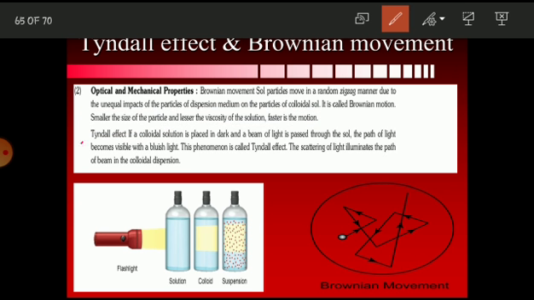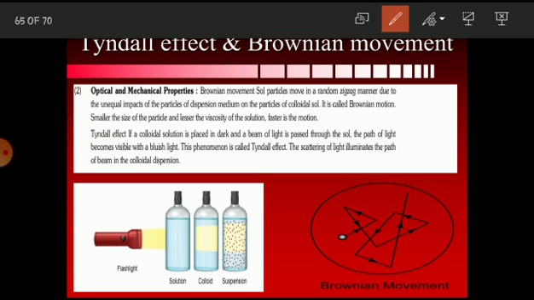Next, the second is the Tyndall effect. The Tyndall effect is due to the scattering of light by colloidal particles. When the colloidal solution is placed in the dark and a beam of light is passed through the solution, the path of the light becomes visible with a bluish light. This phenomenon is called the Tyndall effect. The scattering of light illuminates the path of the beam in the colloidal solution.